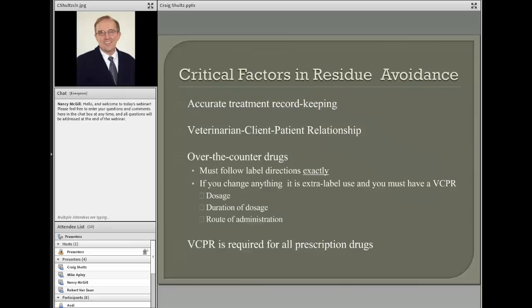Some critical factors in residue avoidance. If you talk to FDA investigators where they have done follow-up investigations on violative residues, on-farm investigations, they will tell you without exception that the most common problem that they identify is a lack of adequate record keeping on the farm.